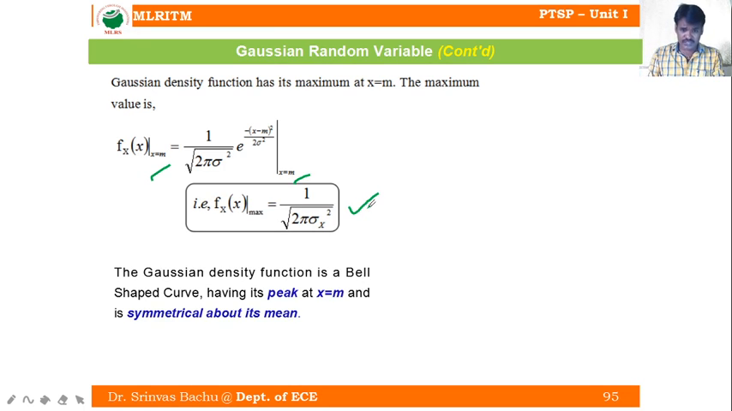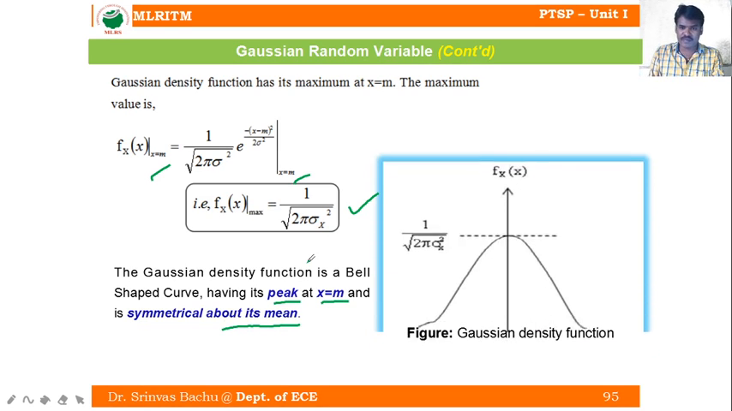The Gaussian density function is a bell-shaped curve having a peak value. It definitely has a peak, the maximum, at x equal to the mean value, and it is always symmetrical about its mean. We'll see the graphical representation.